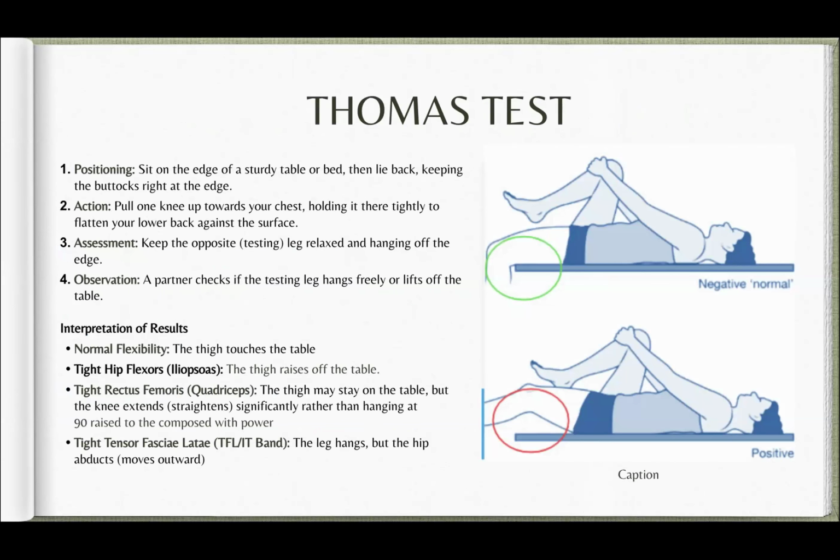Thomas test. The positioning is to sit on the edge of a sturdy table or bed. Then lie back, keeping the buttocks right at the edge. Action is to pull one knee towards your chest, holding it there tightly to flatten your lower back against the surface. Assessment. Keep the opposite leg relaxed and hanging off the end. Observation. Partner checks whether the testing leg hangs freely or lifts.